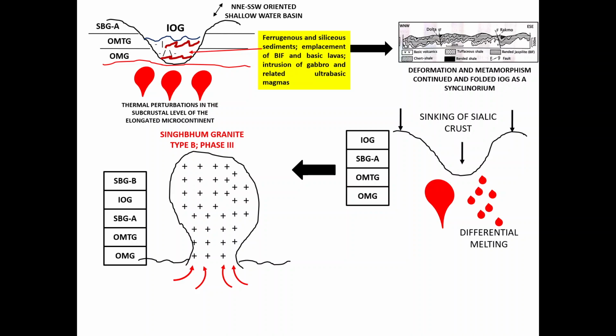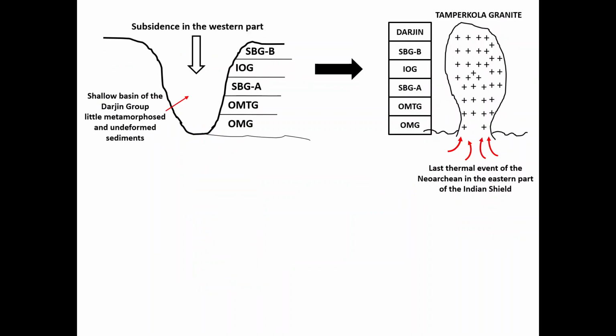The deformation continued, metamorphism continued, and the deformed iron ore group changed to a synclinorium. During that process, there was sinking of sialic crust, which caused differential melting, and thus that melting led to the emplacement of the next phase of granitic magmatism, which was called the Bonai granite or the type B granite, or the third phase of granitic batholith formation.